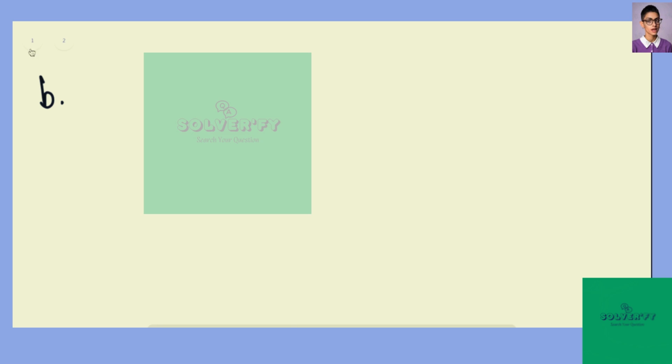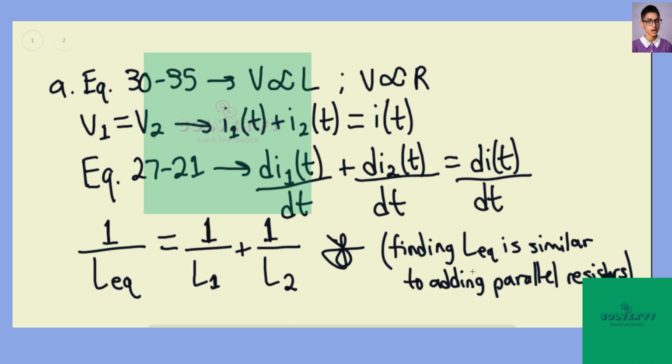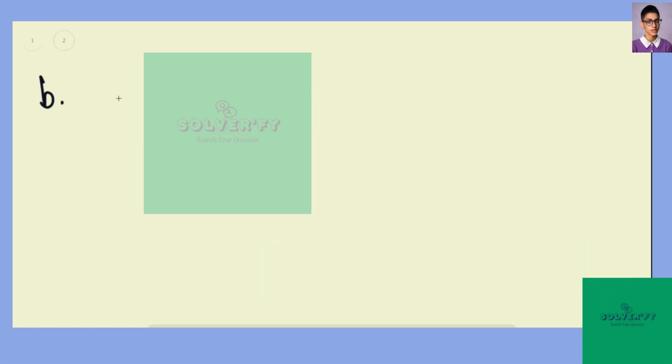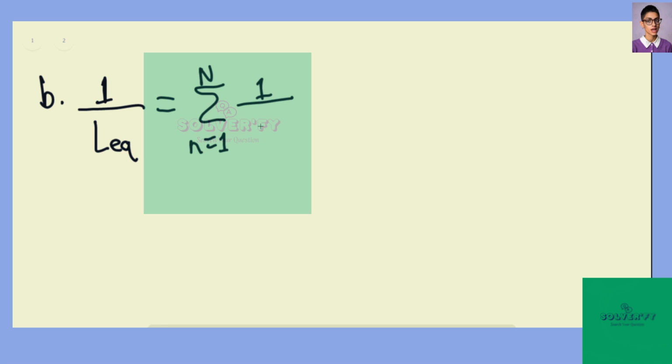For part B, using the same method as adding parallel resistors, we could say that 1 over the equivalent inductance would be equal to the sum from n equals 1 to N of 1 over the inductance sub n. So this would be our answer for part B.